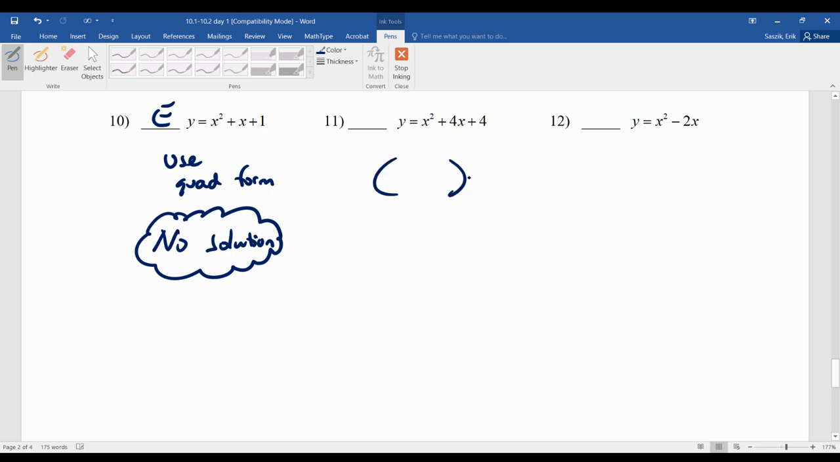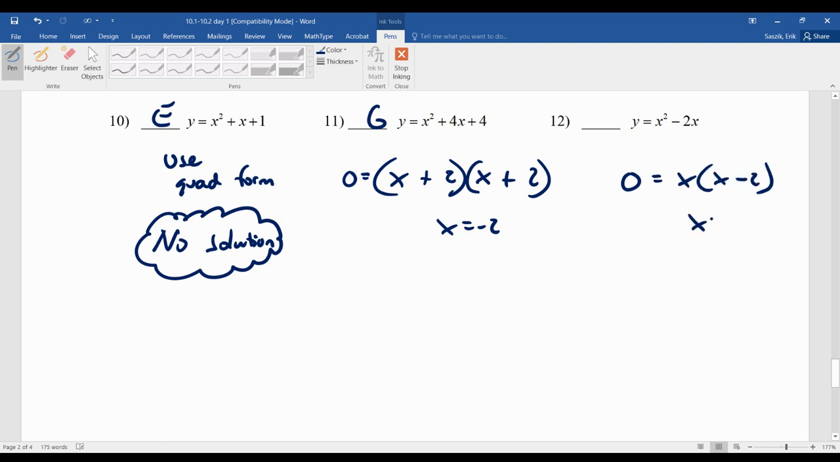This is just more of the same. You get x equals -2. That's G. This one here, remember, take out the GCF. x equals 0, x equals 2, H.